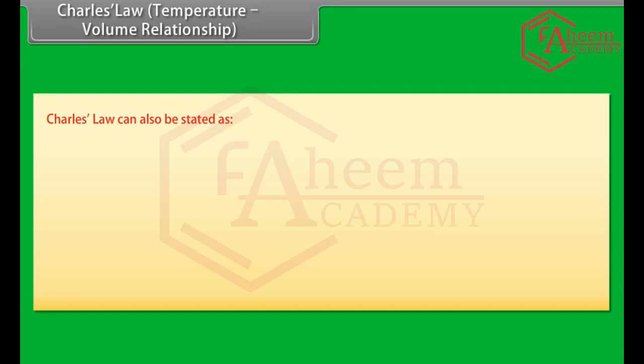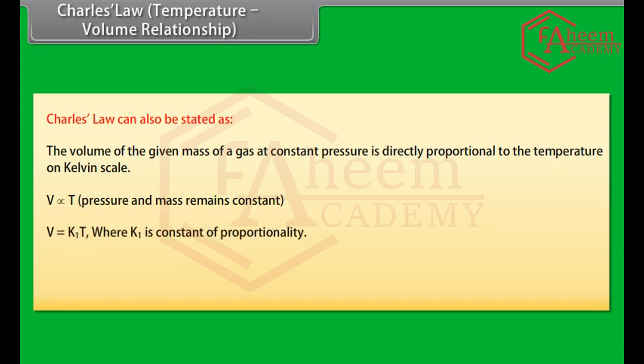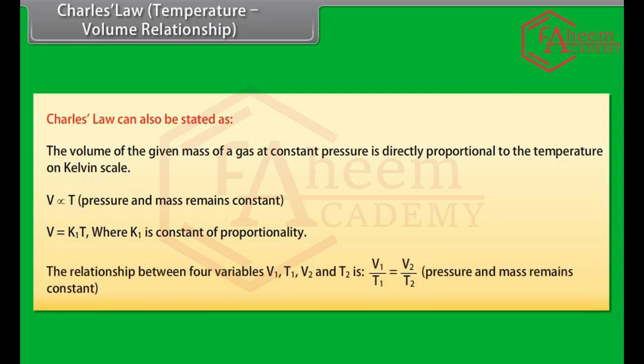Charles' law can also be stated as: the volume of a given mass of a gas at constant pressure is directly proportional to the temperature on the Kelvin scale. Volume is directly proportional to the temperature at constant pressure and mass. V is equal to K1T, where K1 is the constant of proportionality. Let V1 be the volume of a certain mass of a gas at temperature T1 and at pressure P. If temperature is changed to T2 keeping pressure constant, the volume changes to V2. The relationship between the four variables V1, T1, V2 and T2 is V1 by T1 is equal to V2 by T2 at constant pressure and mass.